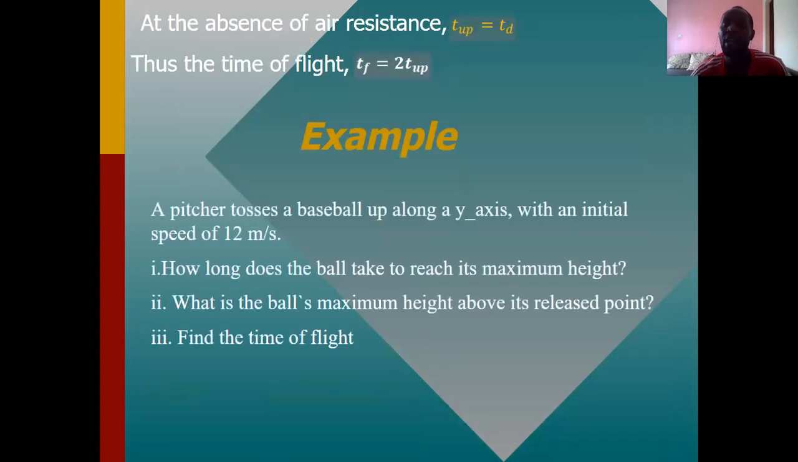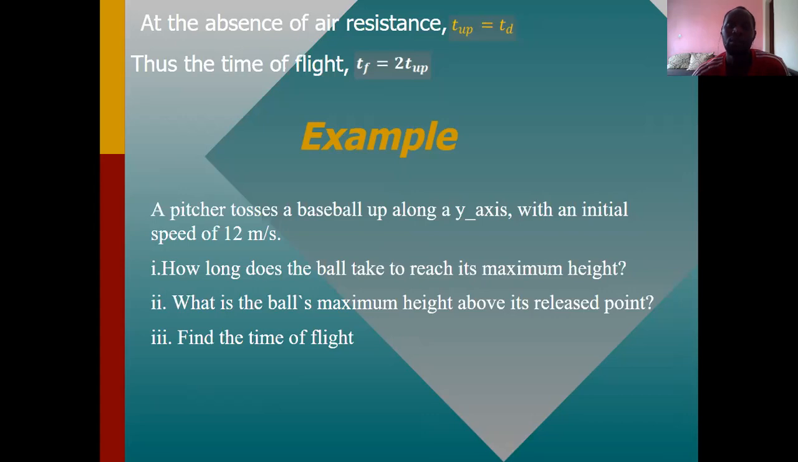In the absence of air resistance, the time to go up is equal to the time to go down. It means upward time is equal to downward time, because the rate of change of velocity is the same. g is the constant. Thus, the time of flight, or the total time, will be double one of the times, t up or t down.